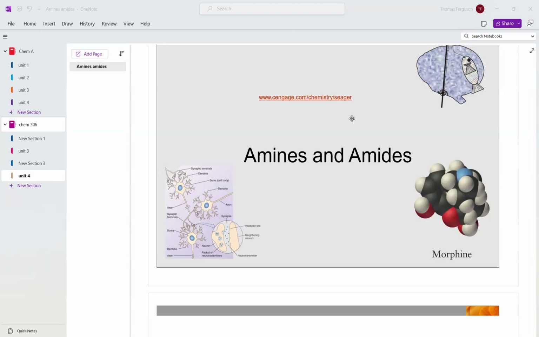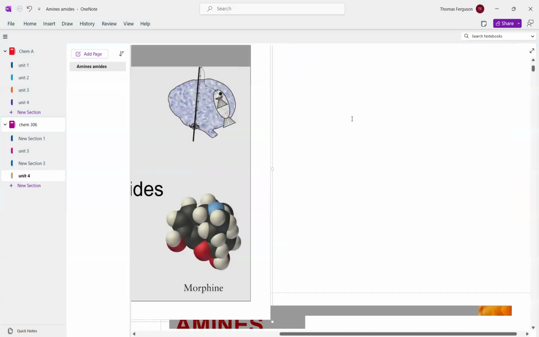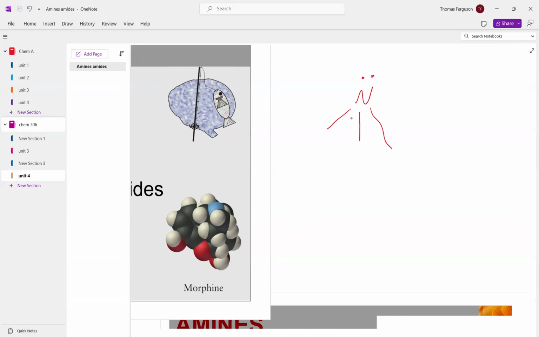Okay, so we're going to start on amines and amides today. An amine is an NH2 group, and it's in some ways similar to oxygen. So what I want to talk about first is the structural differences between nitrogen and oxygen. So nitrogen, we do a Lewis structure for nitrogen. It looks like this. Say for ammonia.